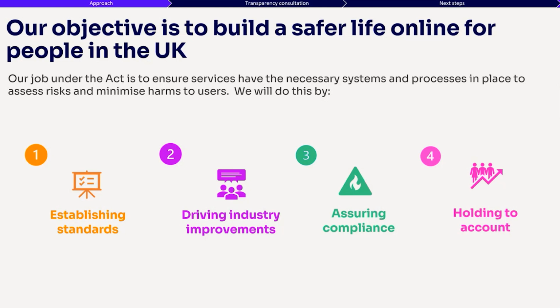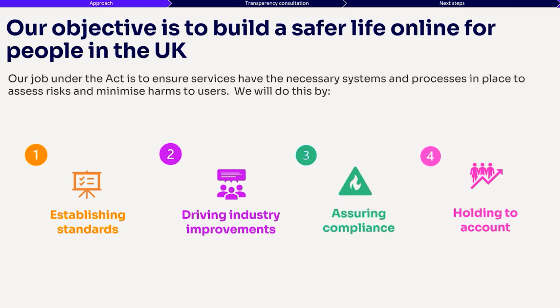So as hopefully all of you know, the Act passed last year. Its focus is upon building a safer life online for people in the UK. Ofcom, as the nominated regulator, has a key role to play in implementing this. The focus for us in line with the Act is to ensure that services have the necessary systems and processes in place to both assess risks and then ensure that appropriate mitigations are put in place to address harms to users. We have a number of different levers that are tied to the Act that we have to bring about that change.